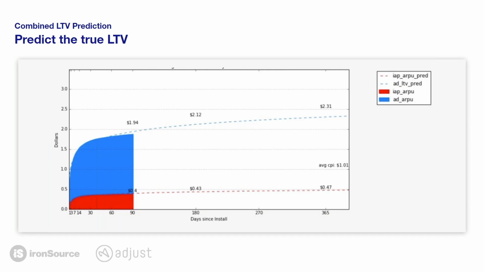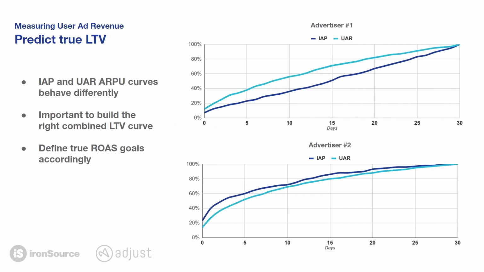In this case, it's by day 90, and then this will help you build the right LTV prediction curves and allow you to really understand better what is happening here and how you can turn this into the right UA strategy.